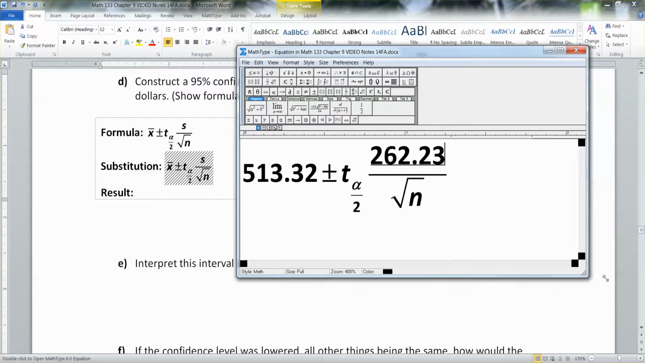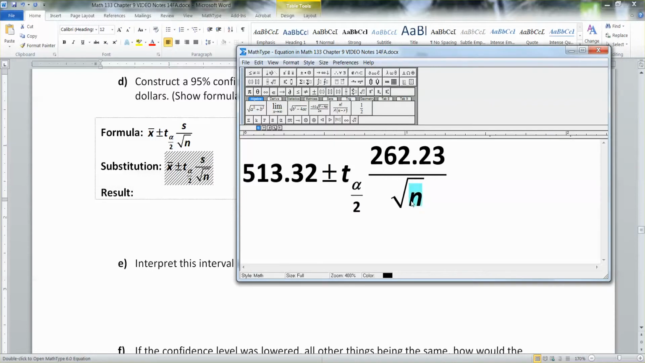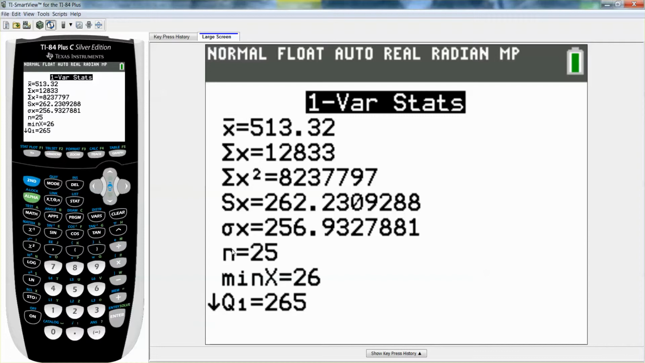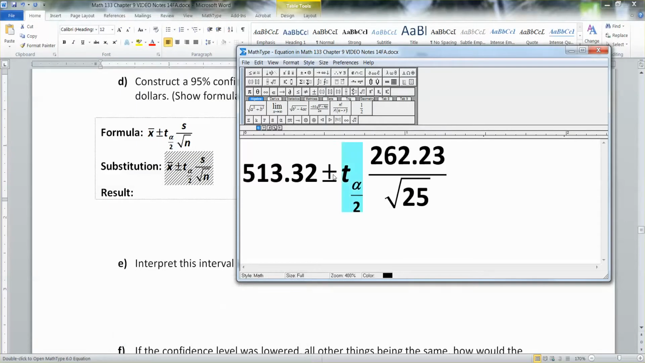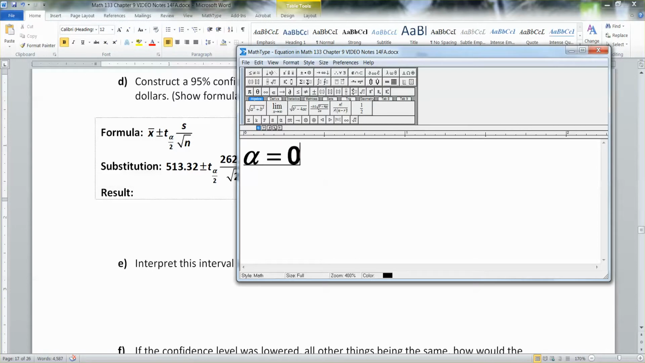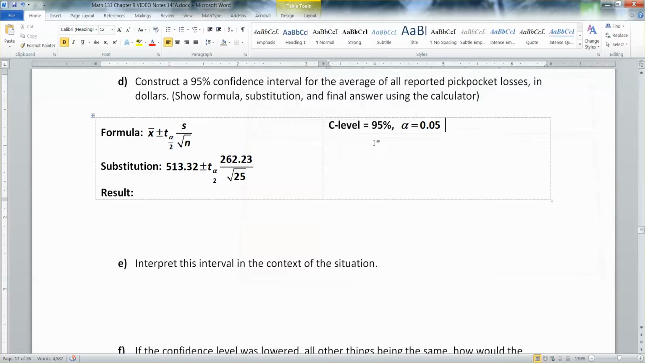And if there's one thing you should know at this point, it's what s is. It's the sample standard deviation. And then n, remember, was 25. It tells us so right here in case you lost track. n is 25, sample size. So that leaves us finding t. All right, well, let's go figure out some stuff. Since 95% is our confidence level, C level is 95%. That means that alpha is the complement of that, which is 0.05.